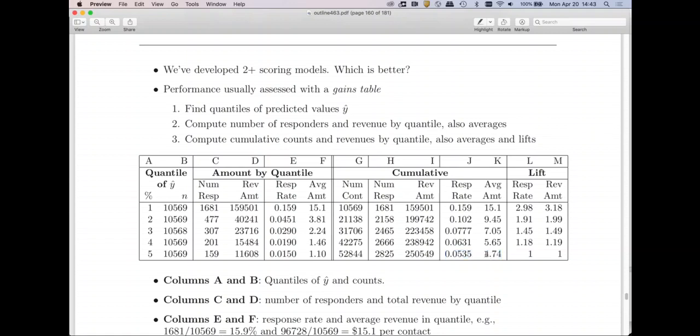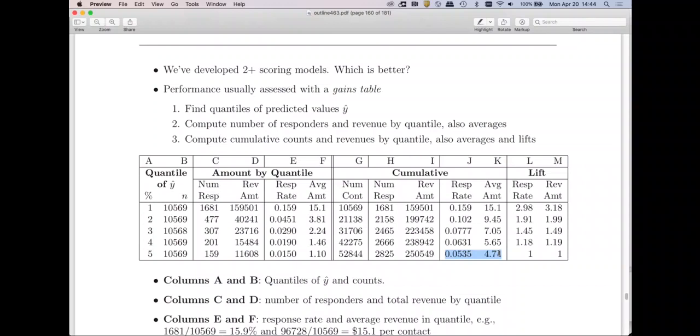Likewise, if I just pick names at random, I get $4.74 per customer, because the total amount of revenue generated was $250,000 divided by 52,000. On the average, you're getting just under $5 a customer. Okay, so think of these two numbers as the response rate and the average amount that you generate without a model. So I'm just picking names at random.